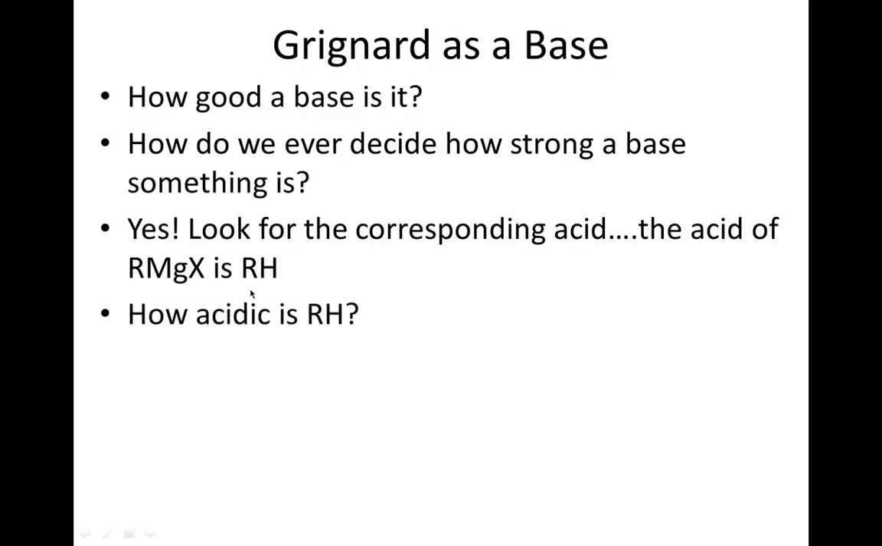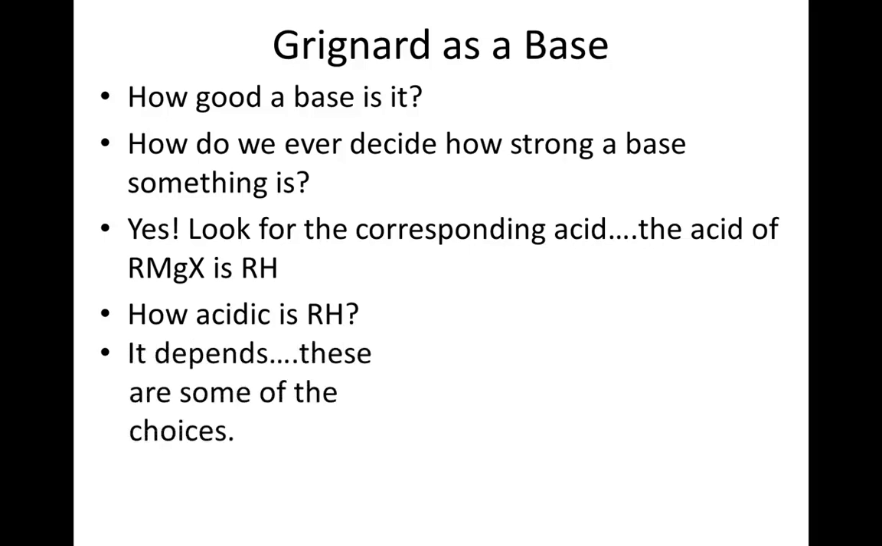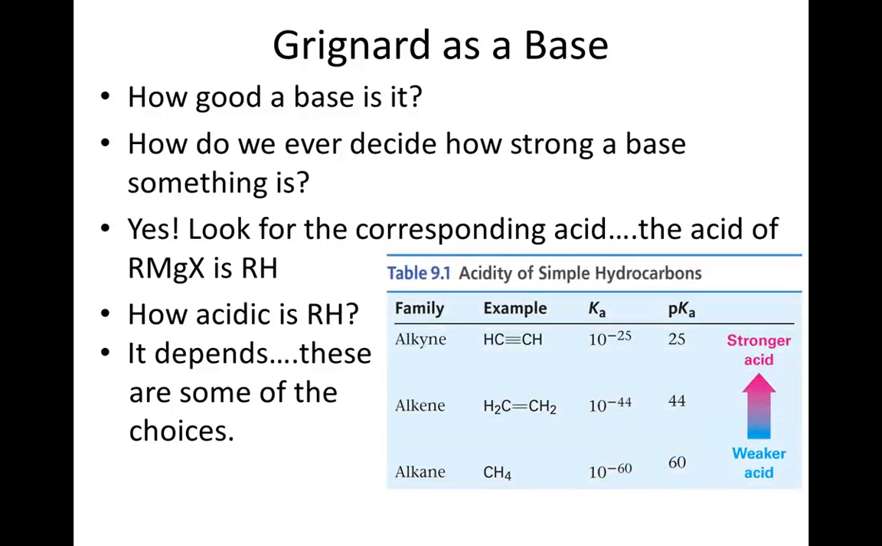So we've seen some examples of carbon to hydrogen bonds and how acidic or not acidic they are in the last chapter, when we looked at terminal alkynes and compared those things. So here's that table from that chapter. If you had a terminal alkyne, the pKa is about 25. Vinyl hydrogens about 44, and alkanes something on the order of 60.